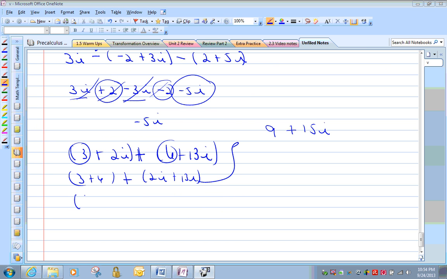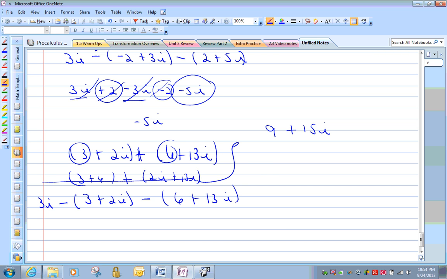Let's try that again with subtraction. This should have been 3 plus 2i minus 6 plus 13i. And we also had in the front 3i. That's where we really should have started. I'll change pen color so we can look at that. So we're going to distribute like we did before and write it as 3i minus 3 minus 2i. And distribute again, negative 6 minus 13i. And now we're going to combine like terms. We have a negative 3 and a negative 6.